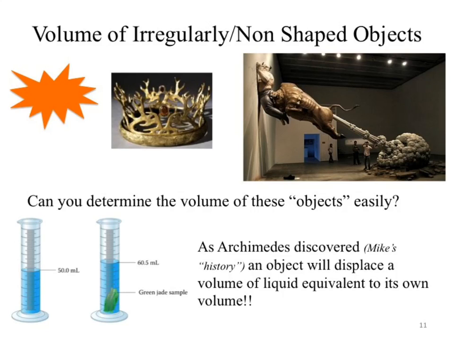And this is what, I don't know if it actually is Archimedes, that's why I said Mike's history, but I think he's credited for it. Dropping the crown into a container of water and measuring the volume displacement. Use that information later to do some other stuff that we don't really care about at this point, but we'll see in a little bit. So that volume displacement allows us to do some interpretation, and we can now figure out the volume of the object. So in this case, we've got that green jade sample, very irregularly shaped. What is its volume?